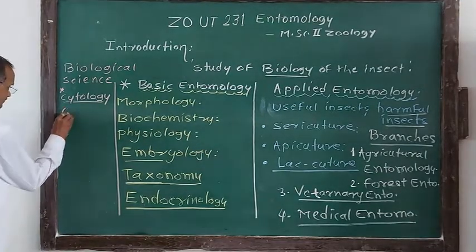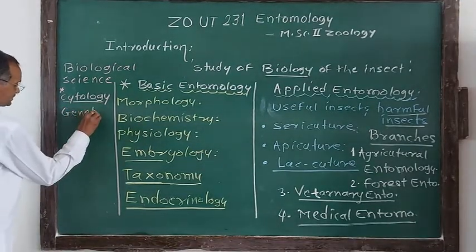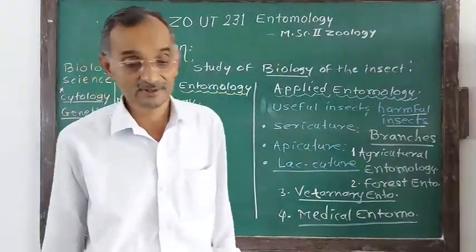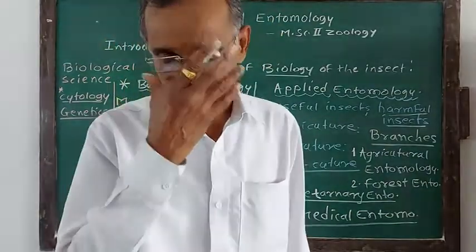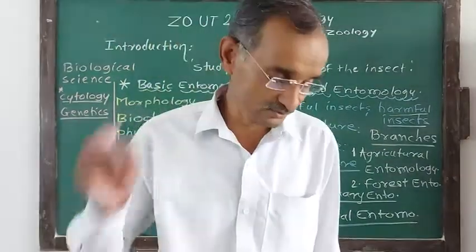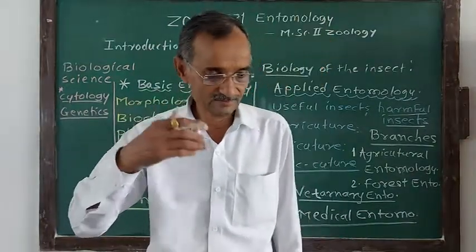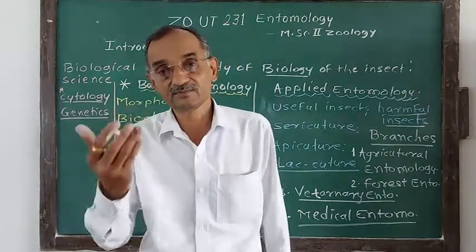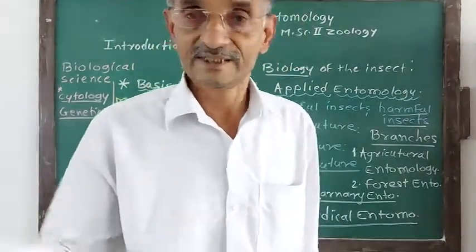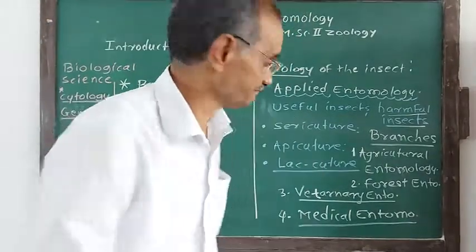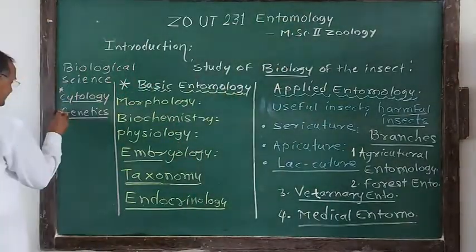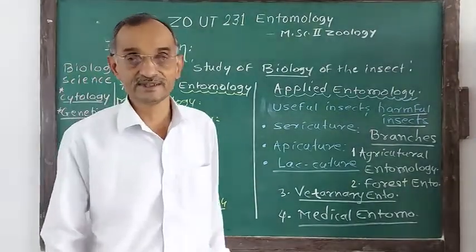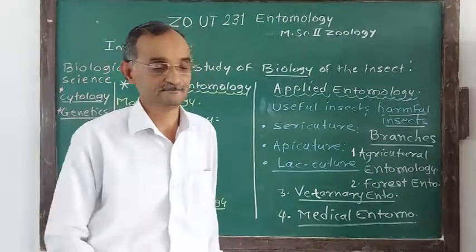Then genetics. What does it mean? In genetics also, insects are very essential for different types of experiments. For example, to observe multiple alleles, different types of mutants and different types of hereditary characters transmitted from one generation to the other generation. All these experiments in genetics are done by using insects. All of us are familiar with the name of that insect, Drosophila.